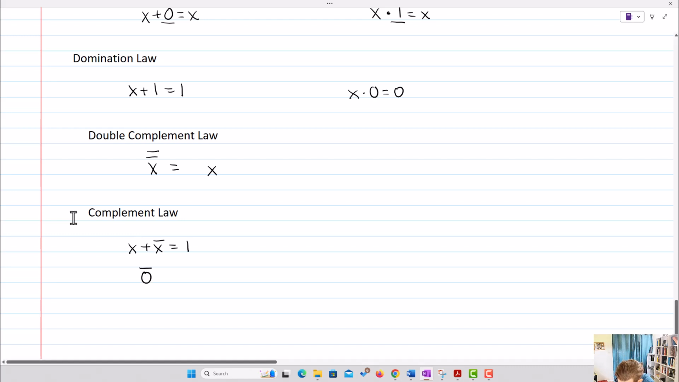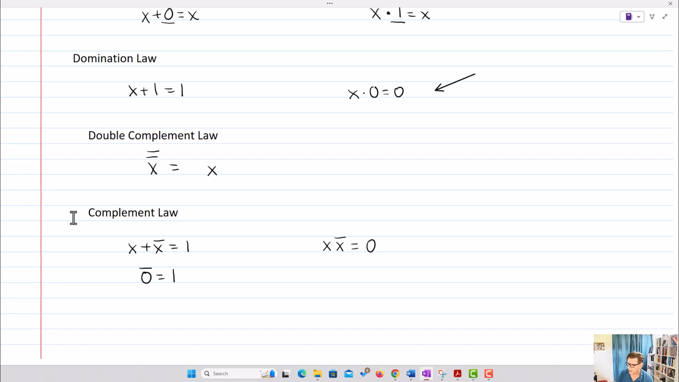Conversely, we end up with 0 complement equals 1. Or we also end up with x complement equal to 0, because either x is 0 or x complement is 0. And because of our domination laws, it doesn't matter which one actually is 0. If the other one is 0, the multiplication is going to end up being 0 as well. And we also have that 1 complement is 0.